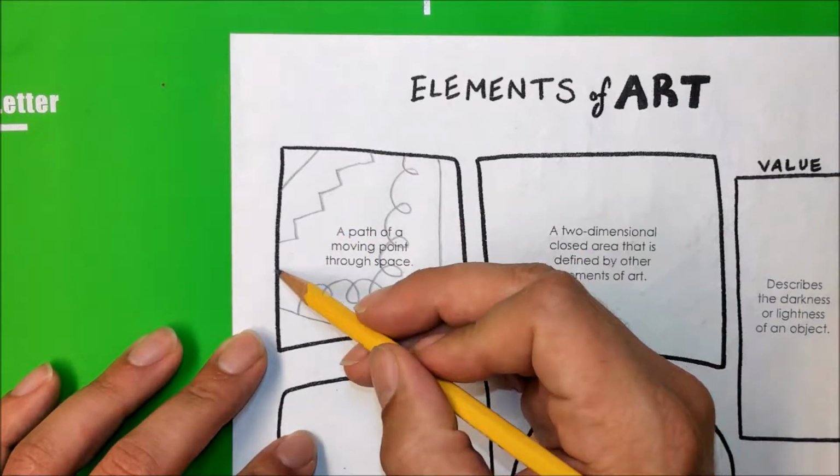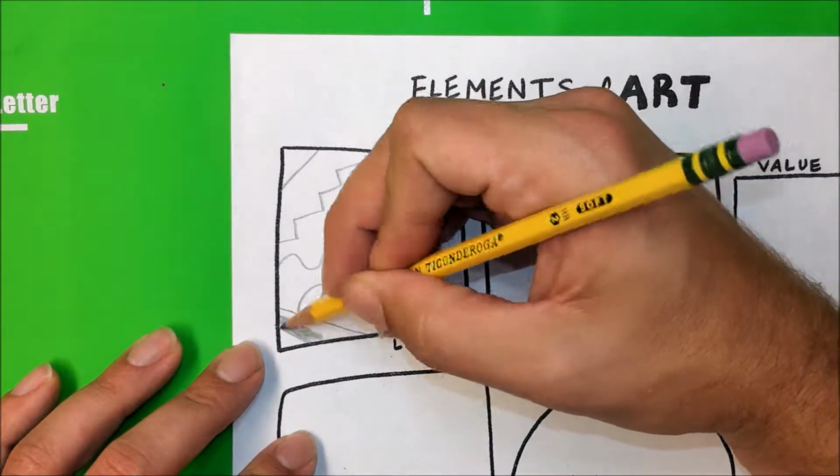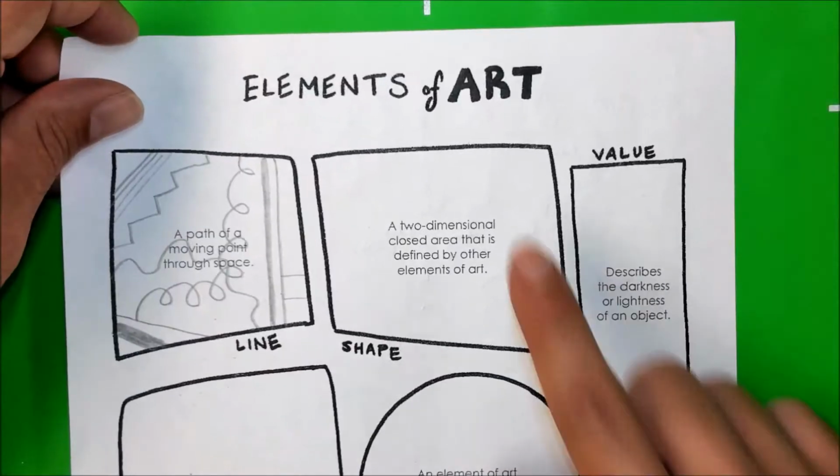In the first box, go ahead and draw at least 5 different lines, thick, thin, but a variety of lines that then we can use to create our next element of art, shape.